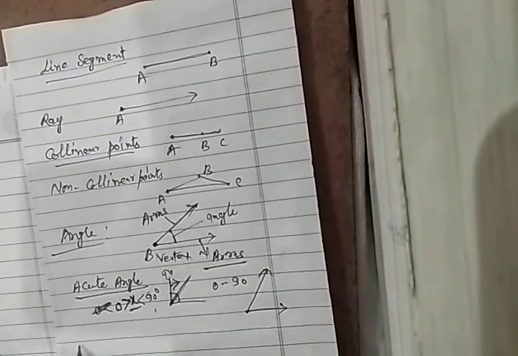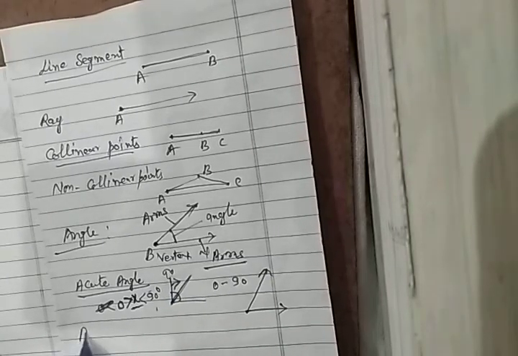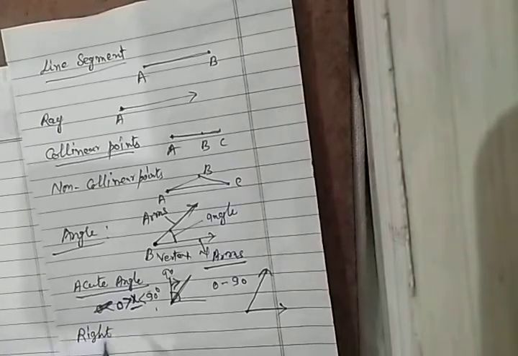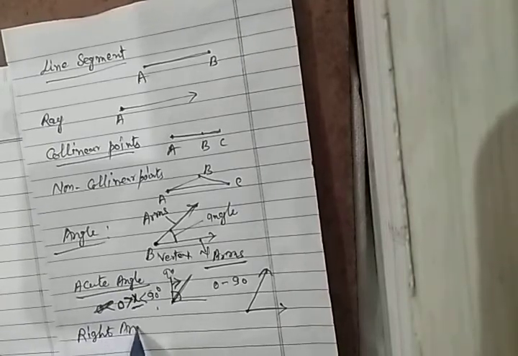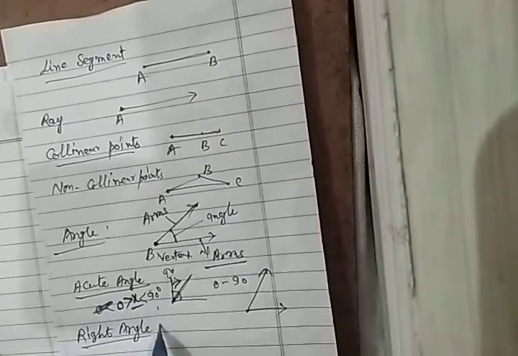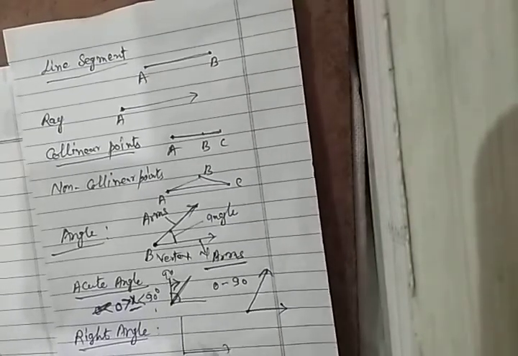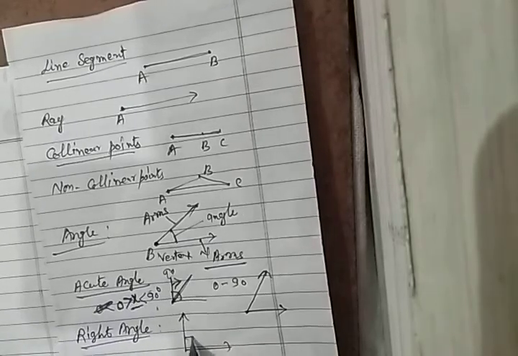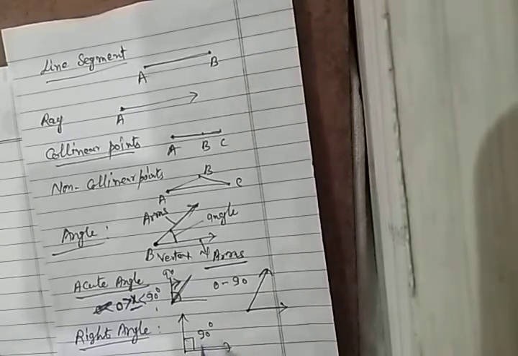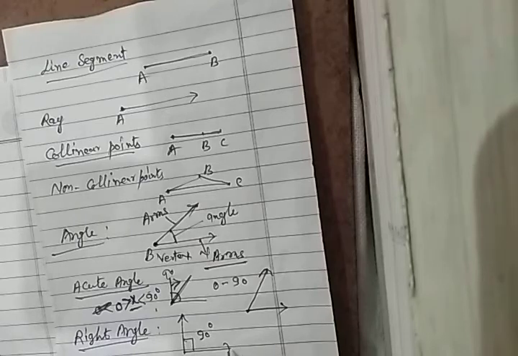Second one is right angle. The measurement of this angle is exactly 90 degree. This one, its measure is 90 degree. It is right angle.